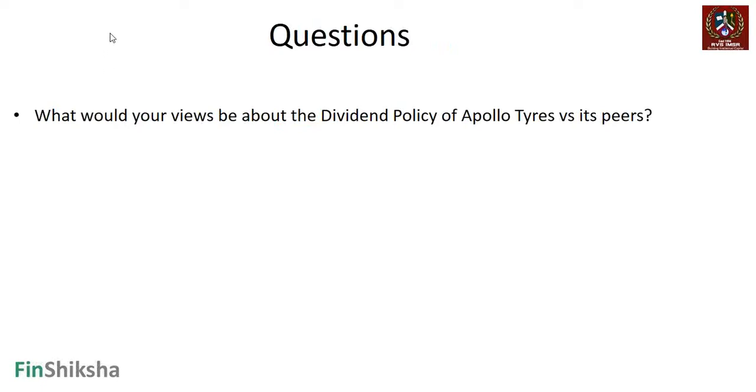As we end this particular section, what would your views be about the dividend policy of Apollo Tyres versus its peers?